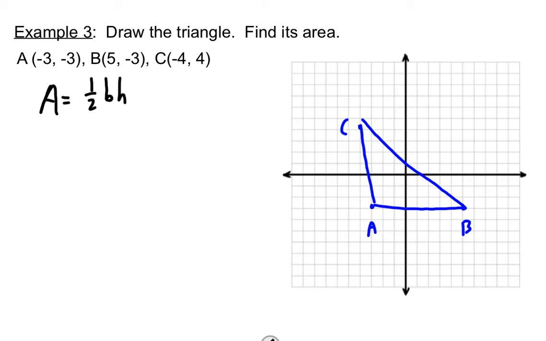So our base here, we can just count from A here to B. So 1, 2, 3, 4, 5, 6, 7, 8. So area here is 1/2 the base. And then the height, it has to be from the base down here up to the very top of your point there. So our point there is at -4, 4.